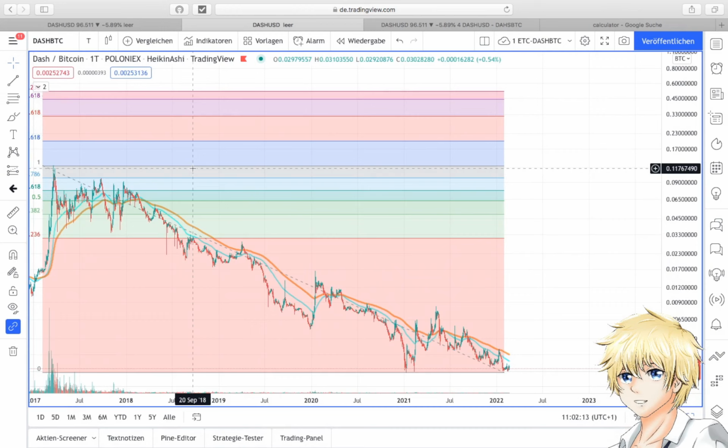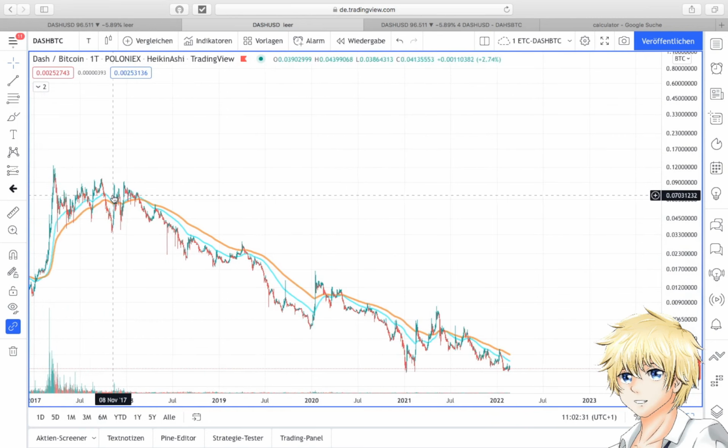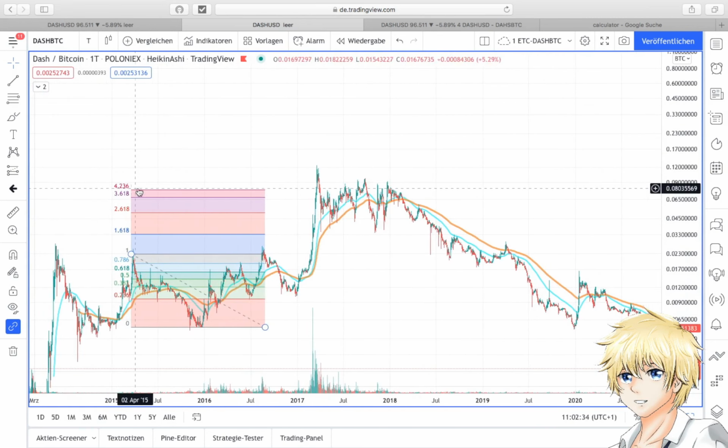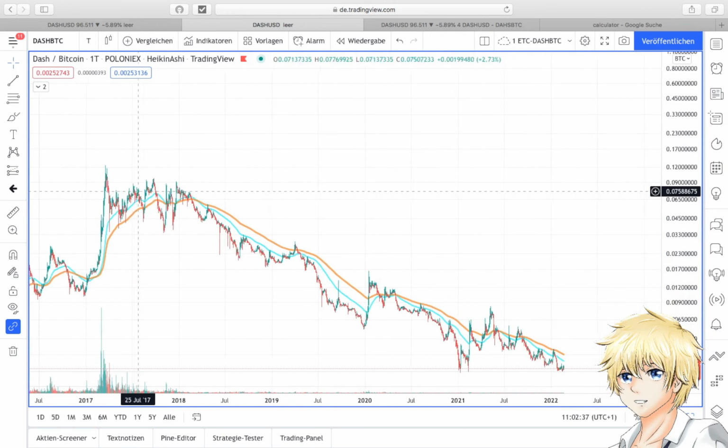Okay, so just looking at the dollar chart and based on Fibonacci levels, we figured out a realistic target is $1,600, $1,700 for Dash. Now let's take a look at Dash against Bitcoin. So that's the Dash BTC chart. Let me take this off and see how I got there. So let me scroll over here to the past. Let me take this off too. Okay, so that is the whole Dash against Bitcoin chart.